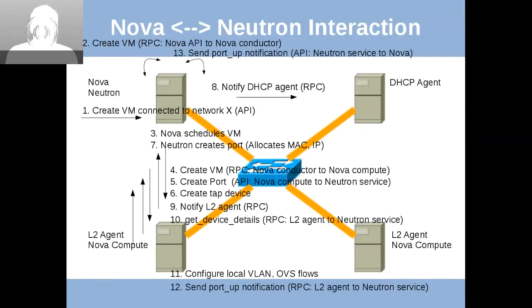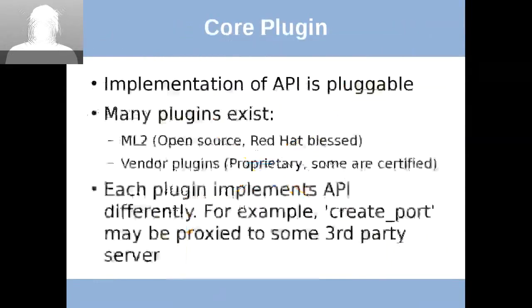Next slide, step 13, the Neutron service forwards this notification to Nova. And then next slide, step 14, Nova then sends this notification back to the compute node. Finally, step 15, Nova Compute on the compute node now has received this notification that the port is ready and can now boot the VM. If you spot any inefficiencies here, that's understandable.